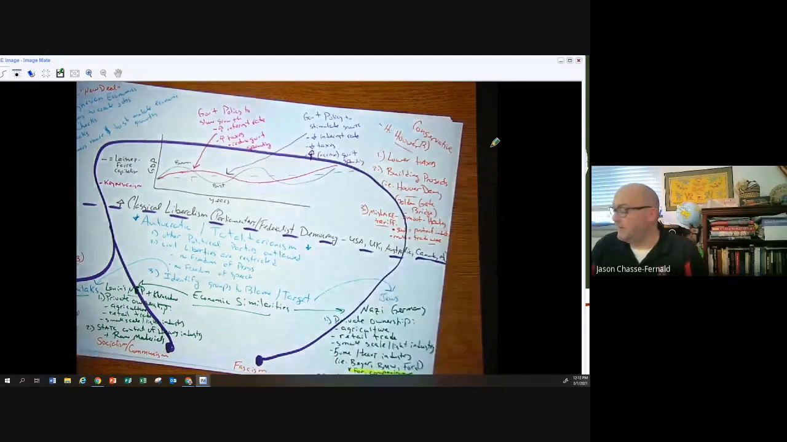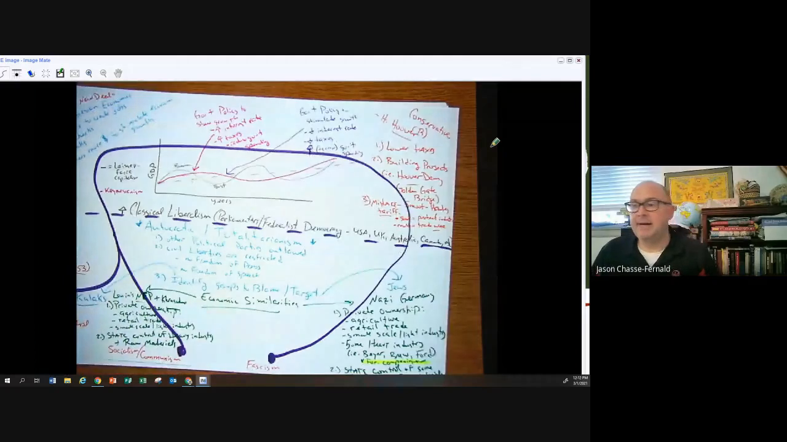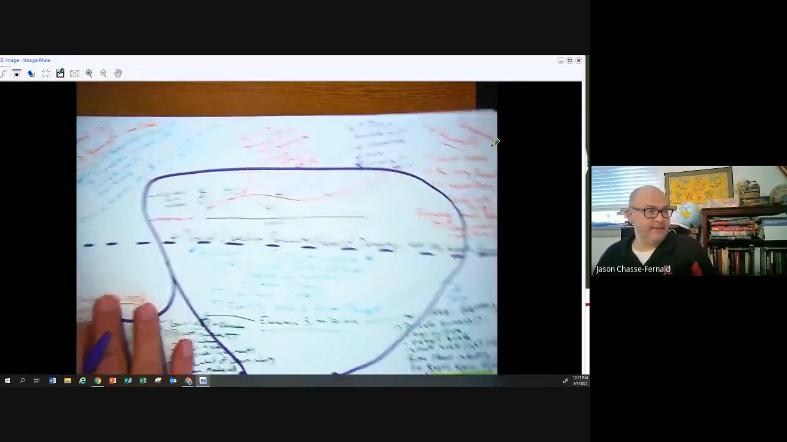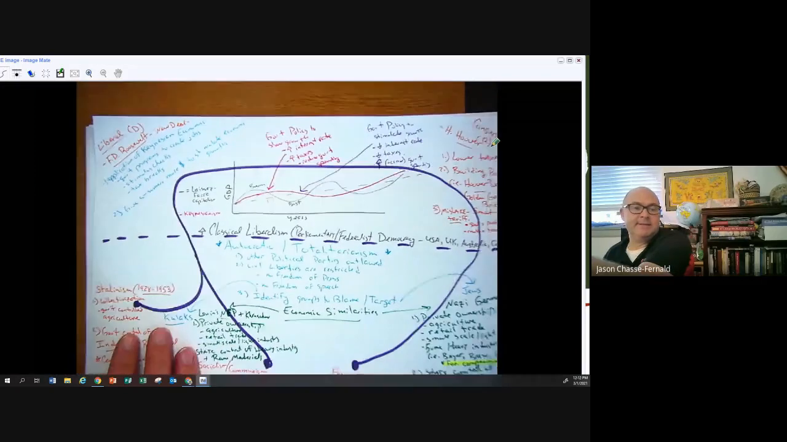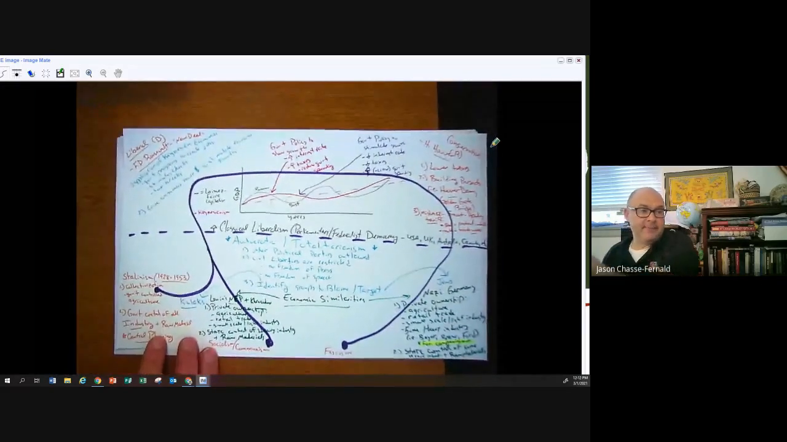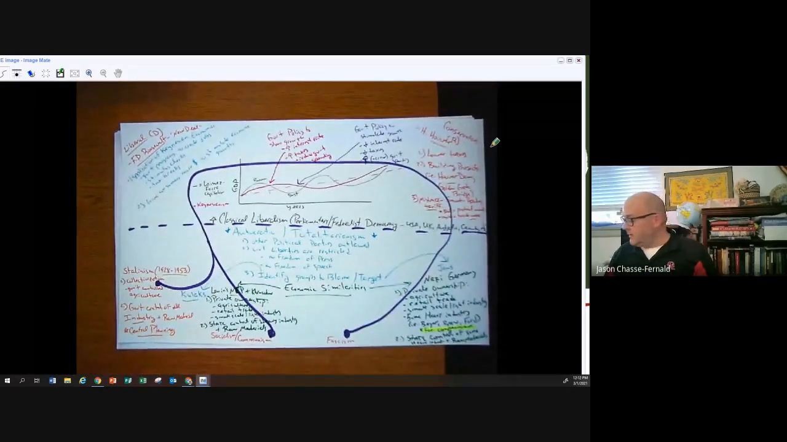Okay, so anyway, this is the basic idea behind Keynesianism, Keynesian economics. And technically, we do see both Hoover and Roosevelt applying some of these ideas. So this is where we left off, this is where we are.